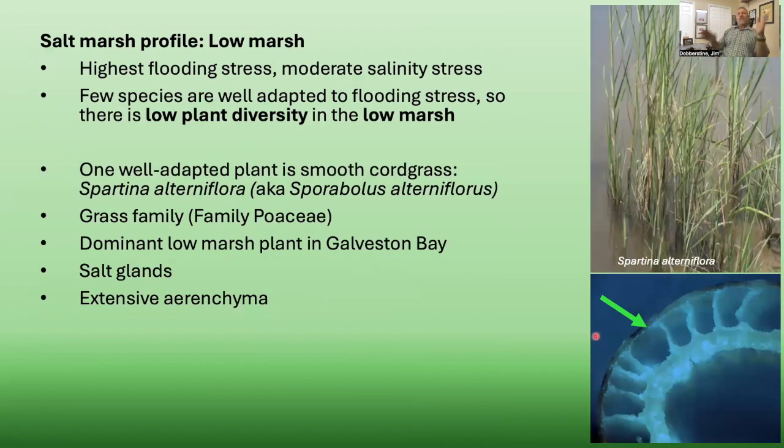Okay. So from there, when you go from the mid marsh, you go down to the low marsh, right? And this is probably what most people associate with marsh when they think about marsh. They think about the low marsh. So this area has the highest flooding stress, and really the salinity stress can be moderate to low depending on where that low marsh is located.